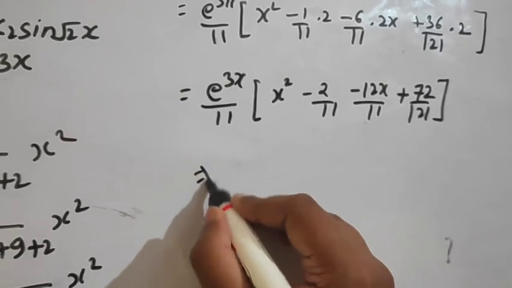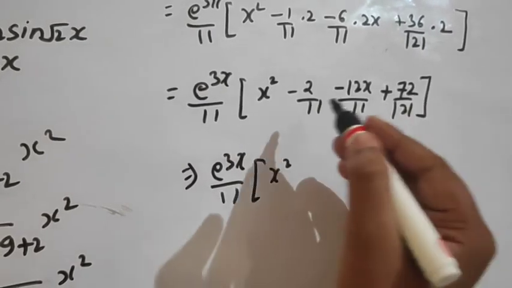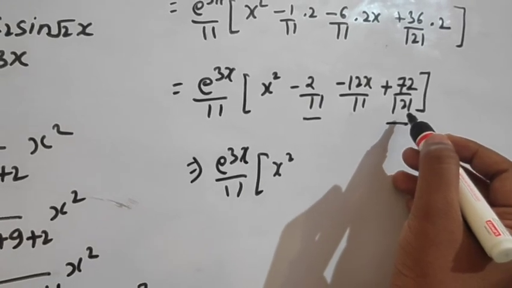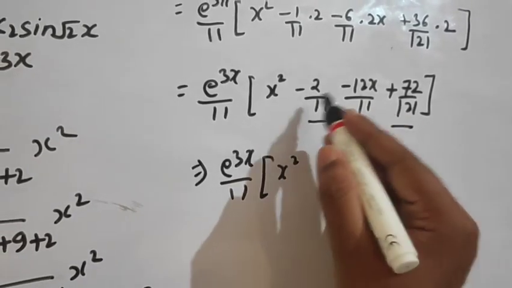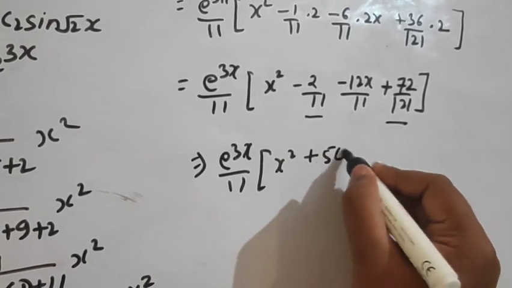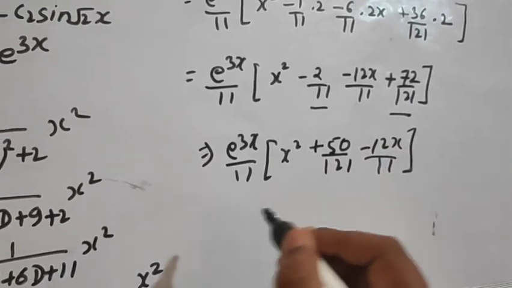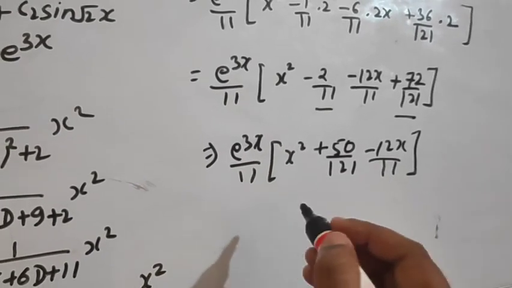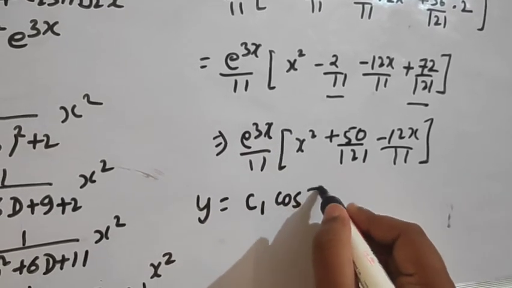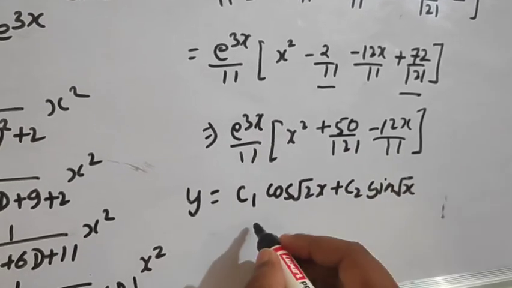So e power 3x by 11, x square as it is, and 72. Now taking these two terms, LCM will be 121. So 20 minus 22 plus 72, that will be 50. So 50 by 121 minus 12x by 11. I hope this is it. So y equals CF plus PI: C1 cos root 2x plus C2 sine root 2x plus this thing.